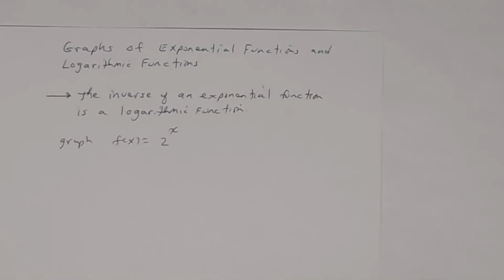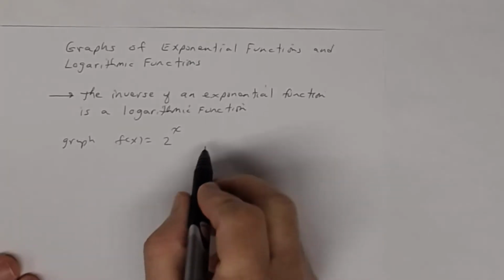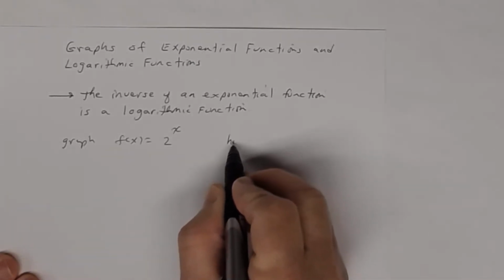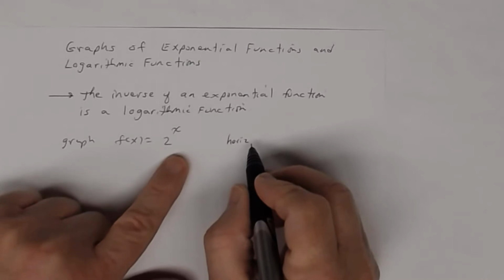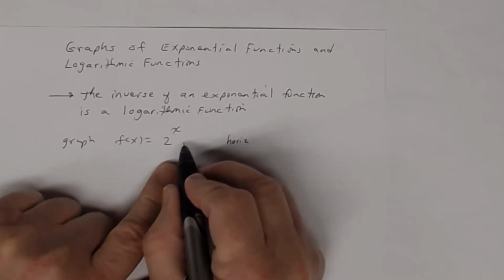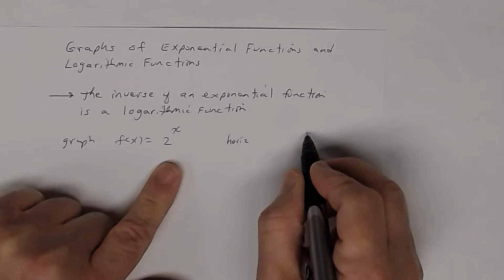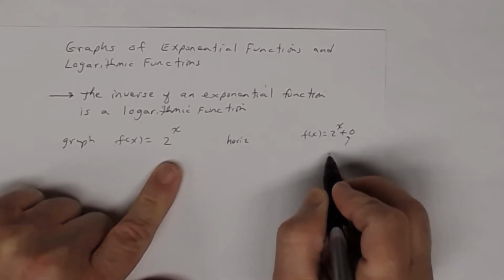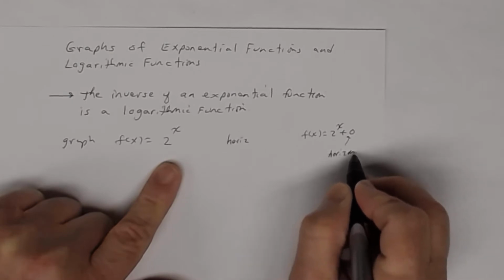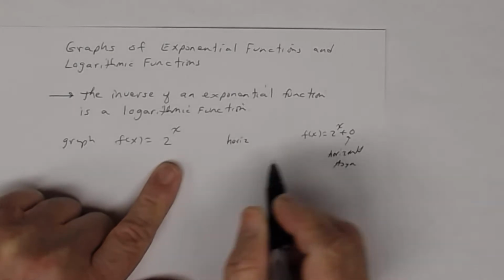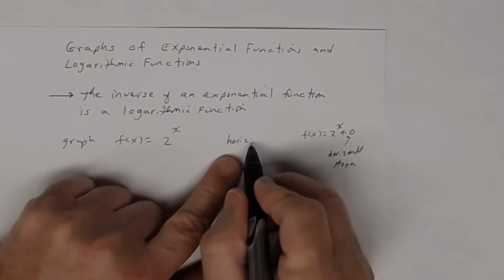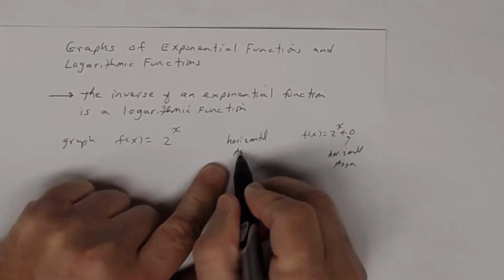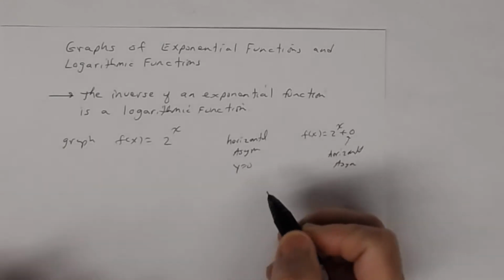All right, so we're going to go ahead and graph this exponential function, and you all know how to graph this particular exponential function. So remember, the horizontal asymptote is, in this case, y equals 0, right? Because you can write this as plus 0 here. In other words, you can say f of x equals 2 to the x plus 0, and this is your horizontal asymptote. Let me write this down: the horizontal asymptote is y equals 0, or the x-axis.